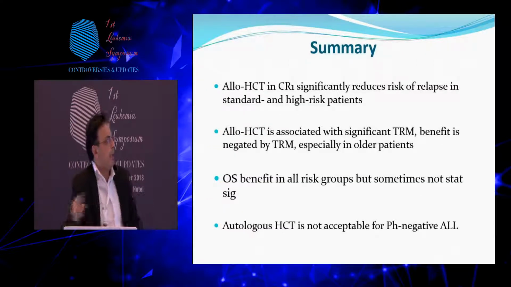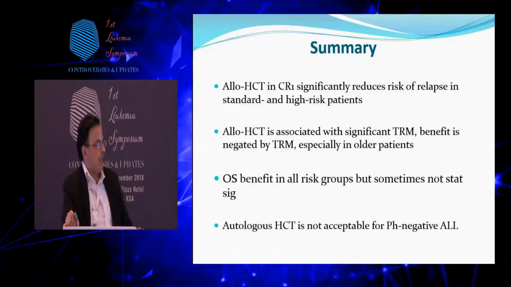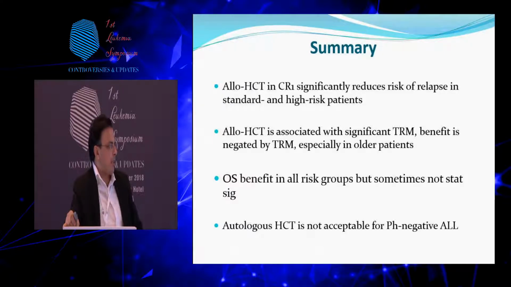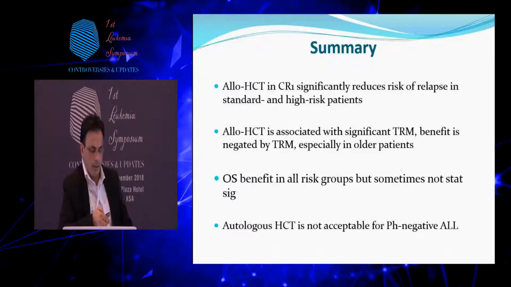So in summary, allo transplant in CR1 for people treated on adult type chemotherapy protocol significantly reduced the risk of relapse in standard and high risk patients. It is associated with high TRM, and the benefit of the relapse control might be negated by TRM, especially in older people. Overall survival benefit is seen in all risk groups, but sometimes not statistically significant, especially if the TRM is higher than 25%. Auto is not acceptable for Philadelphia negative ALL.